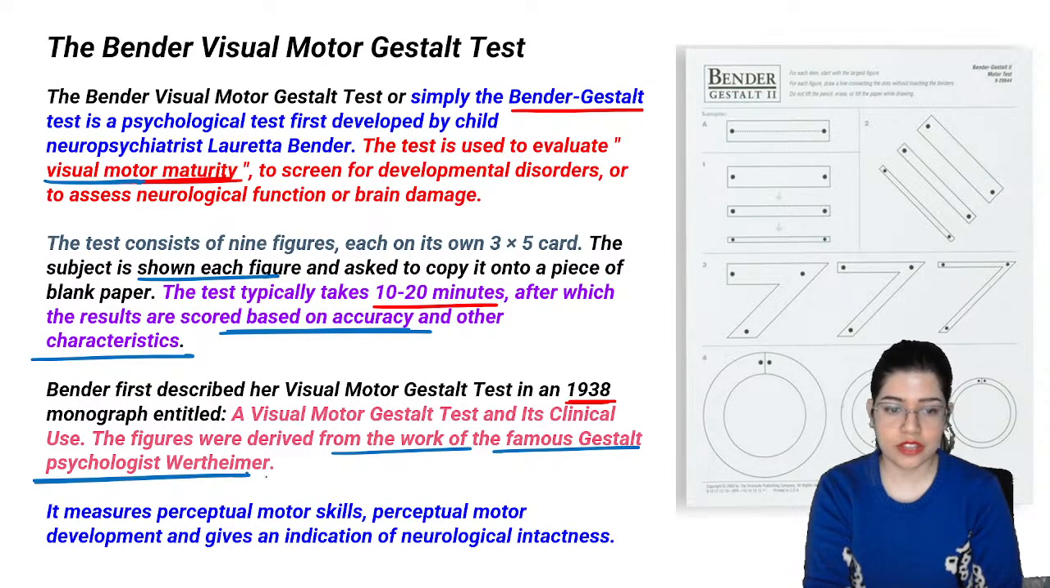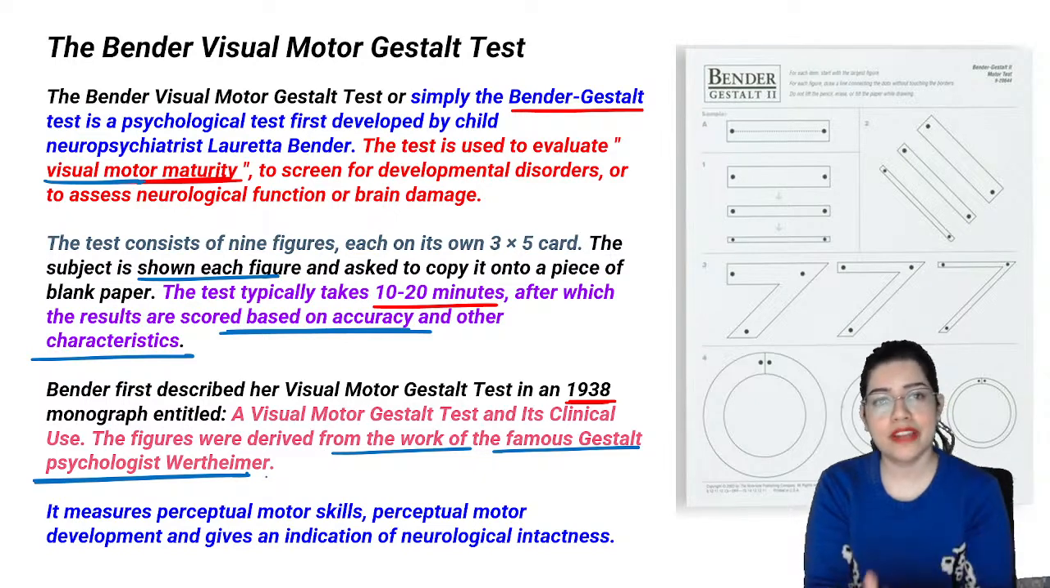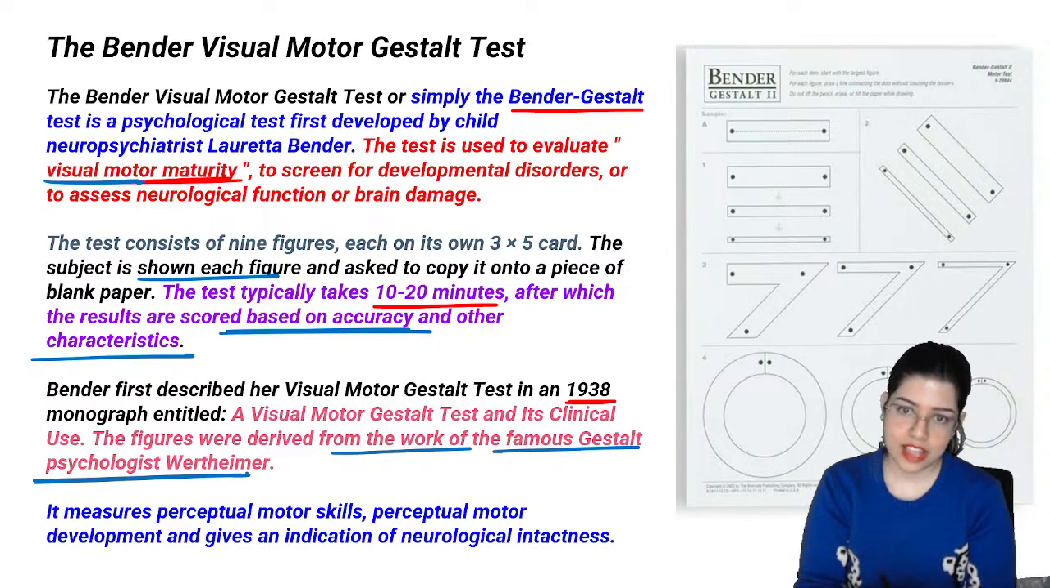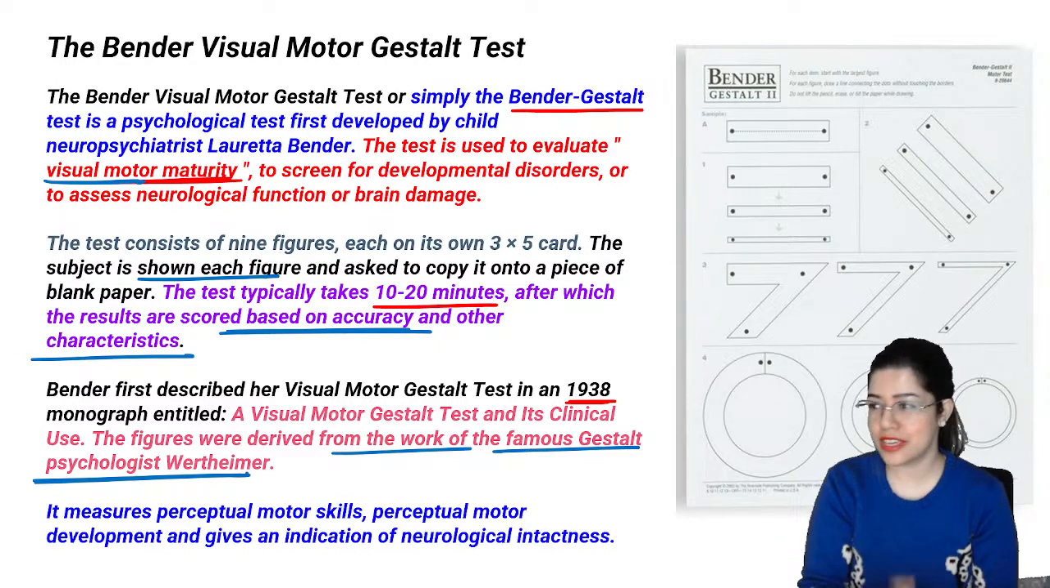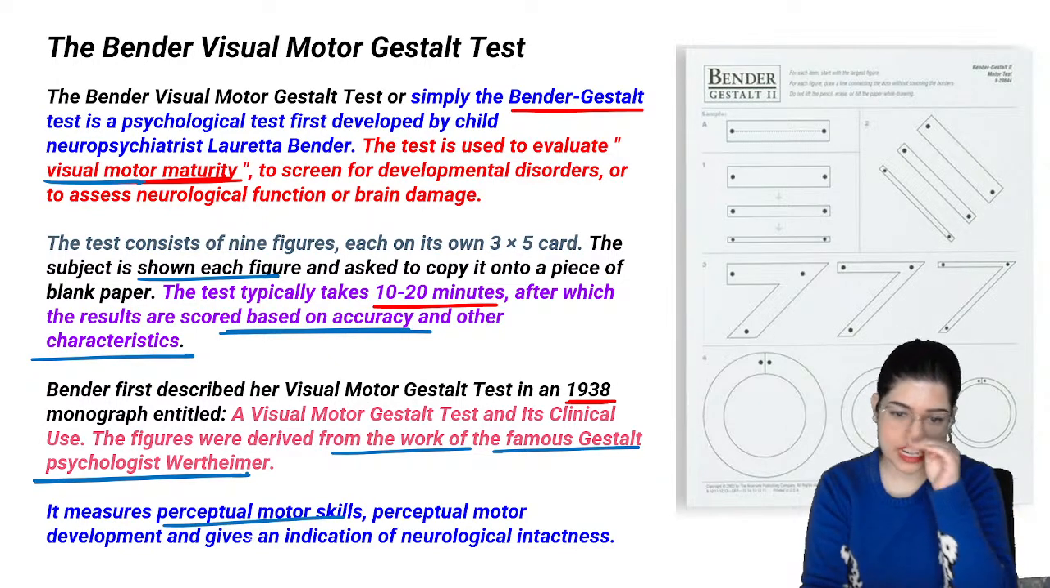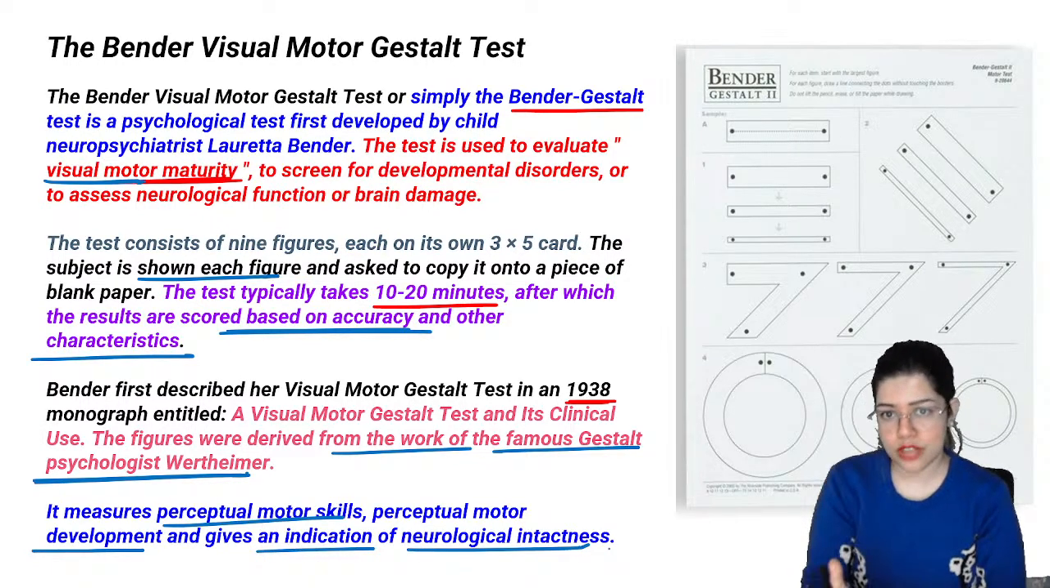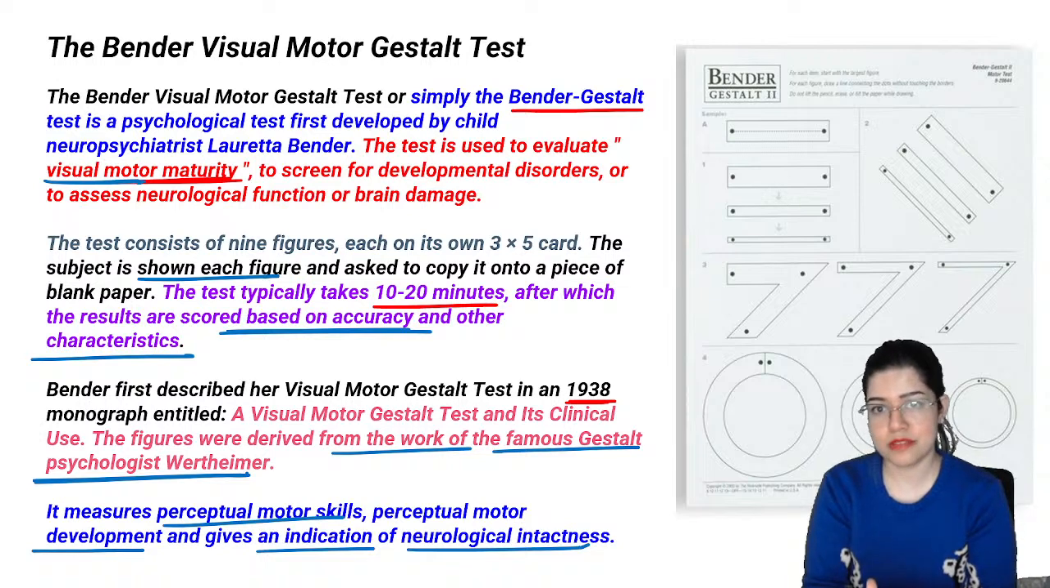These are Wertheimer's figures, so they may ask you: the Bender Visual Motor Gestalt Test uses whose figures? You can basically say psychologist Max Wertheimer's figures are used here. These shapes are from his theories. All right. Perceptual motor skills are basically measured here. Perceptual motor development is measured and it gives an indication of neurological, that is, psychomotor ability, which also indicates some kind of intelligence.